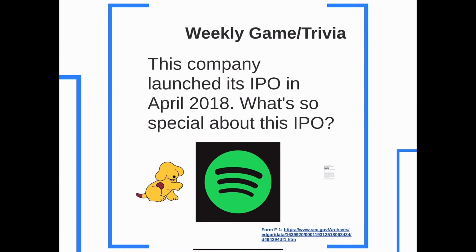Oh, all right. So here's a weekly game trivia. I completely forgot, even though I made this slide a few days ago. So this company launched its IPO, initial public offering, in April 2018. What is so special about this IPO? You may know Spotify, probably one of the most frequently used apps on my phone. Spotify launched its IPO 2 years ago. What is so special about this IPO?